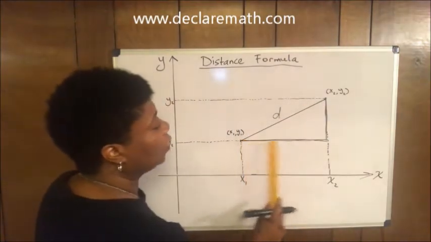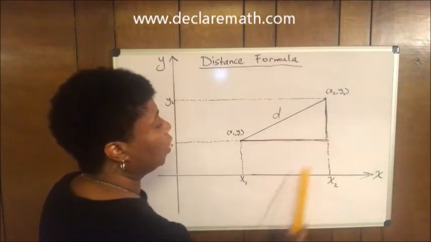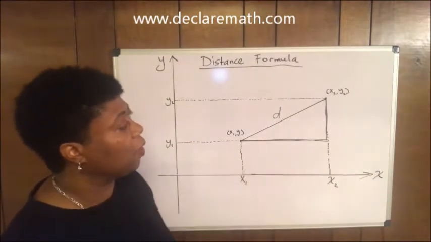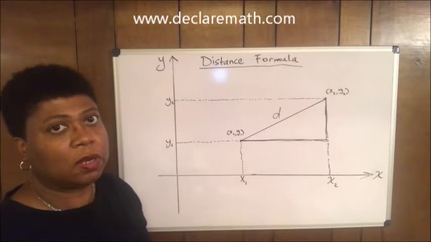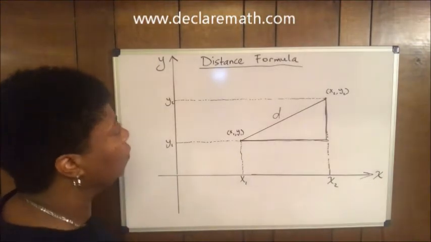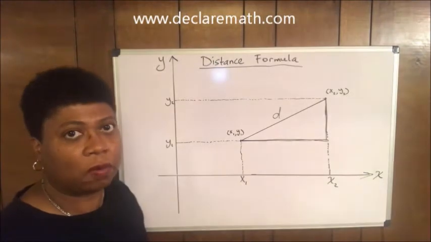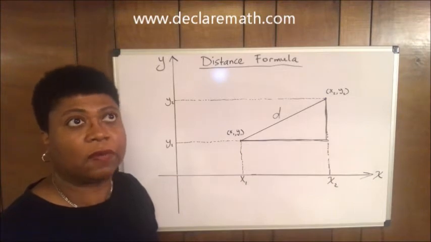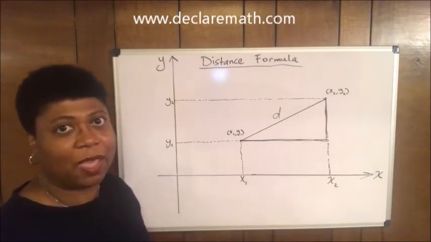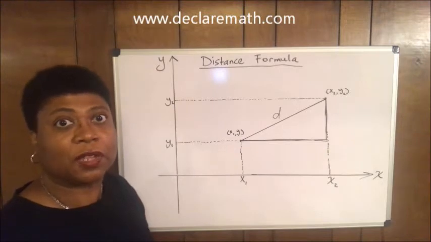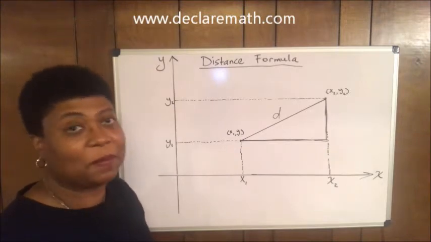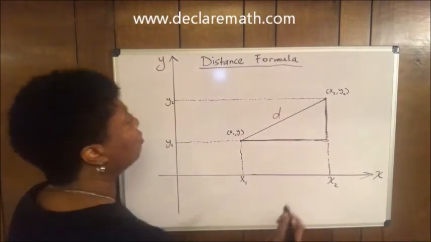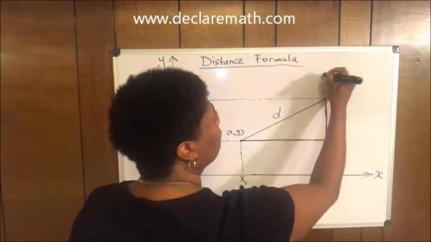So it's sort of like when you're dealing with slope, you have your rise over run. Well, instead of playing around with slope, because if we did that we would be going in circles, let's look at what we call the Pythagorean theorem, because that is what the distance formula is derived from. The distance formula is derived from the Pythagorean theorem.